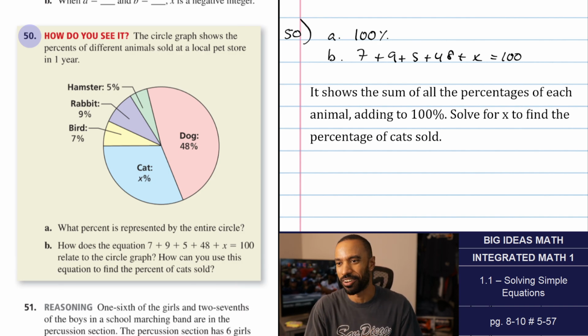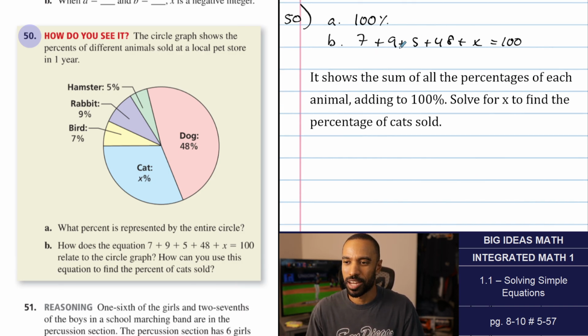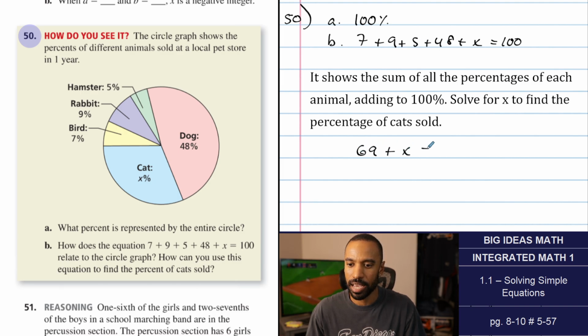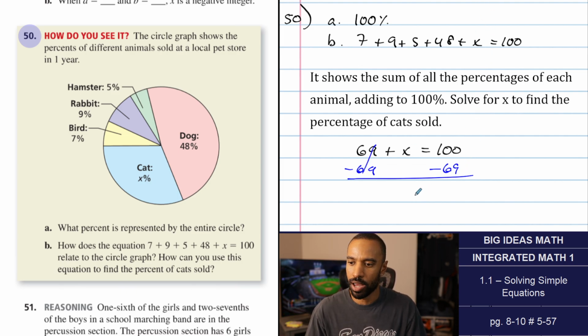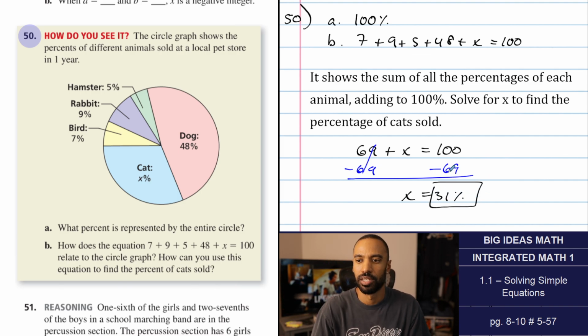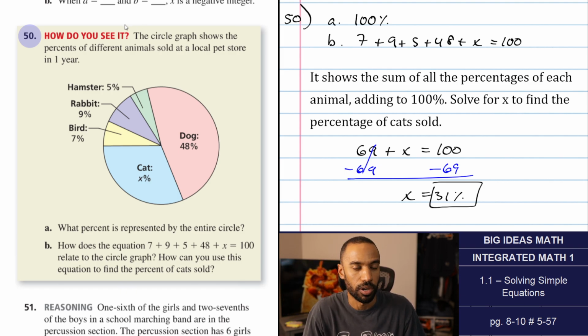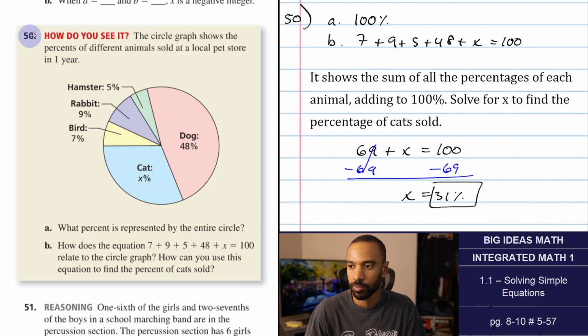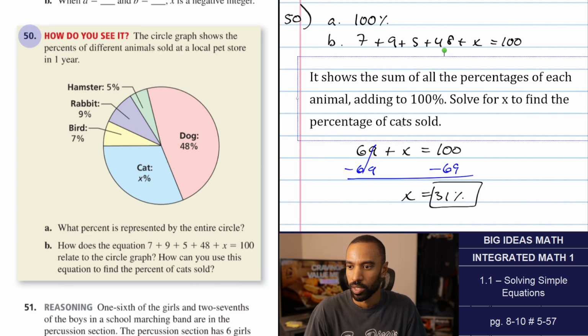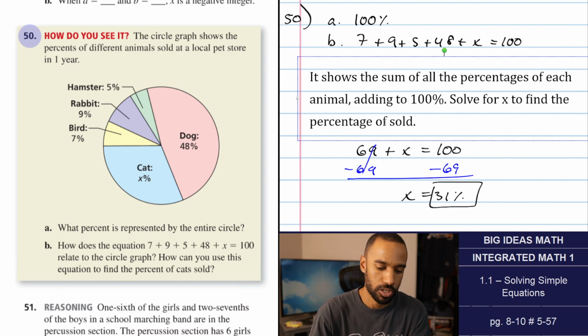That's right. Okay. All right, so 7 plus 9 is 16, plus 5 is 21, plus 48 is 69. 69 plus x equals 100. Subtract 69 from both sides. 100 minus 69 is 31. So x equals 31. That means 31% of pets sold are cats. Not 31% of cats. So not percentage of cats sold, percentage of pets sold that are cats.